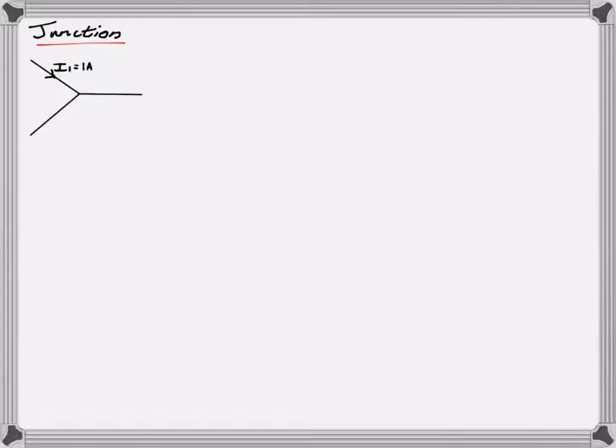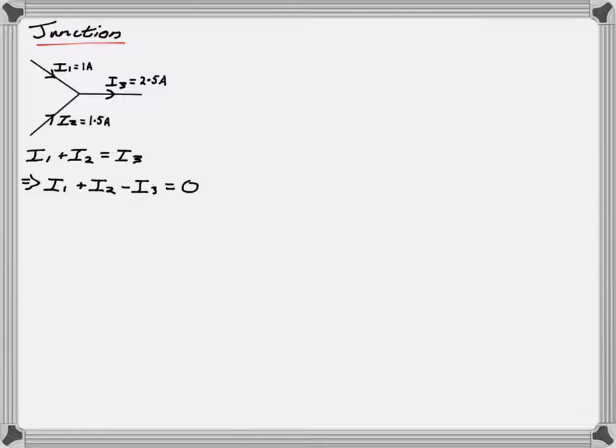We have a current leading towards the junction of 1 amp and a second current value of 1.5 amps leading towards the junction. So we should know that because of this, a current of 2.5 amps will leave the junction. So we can say that I1 plus I2 equals I3, and we should be familiar with this concept already. We can rearrange this formula to say, therefore, I1 plus I2 minus I3 equals 0.